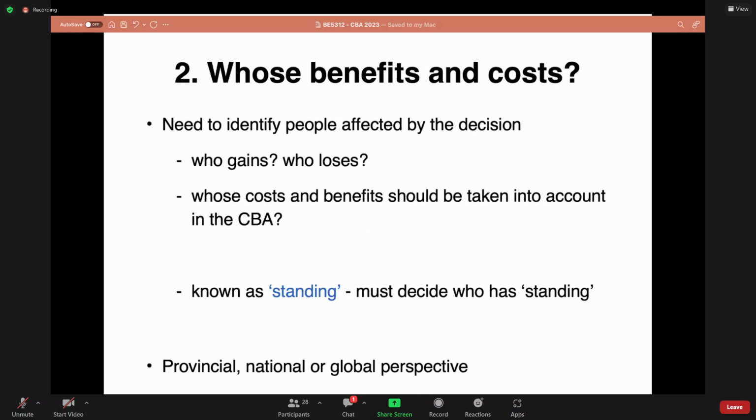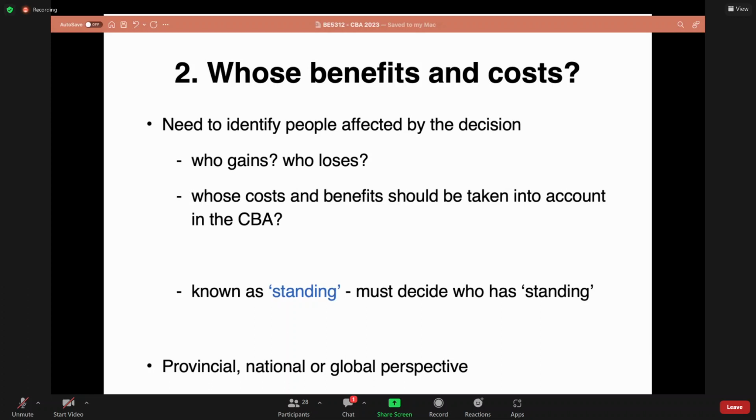Then step number 2 is to identify whose costs and benefits we have to consider in the CBA. We said at the beginning that in this one, rather than just the financial costs and benefits, that means the private costs to the investor or the project agency, we are looking at social costs and benefits here. So when we say social costs and benefits, who do we really consider? Whose costs and benefits do we really consider?